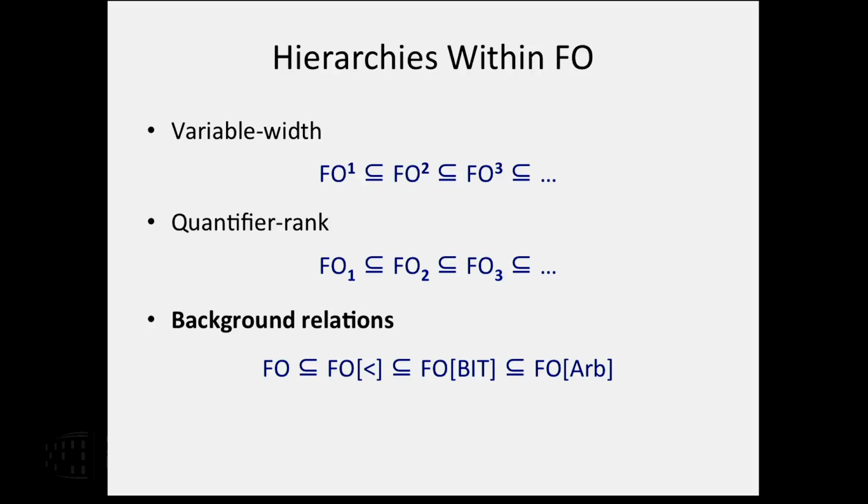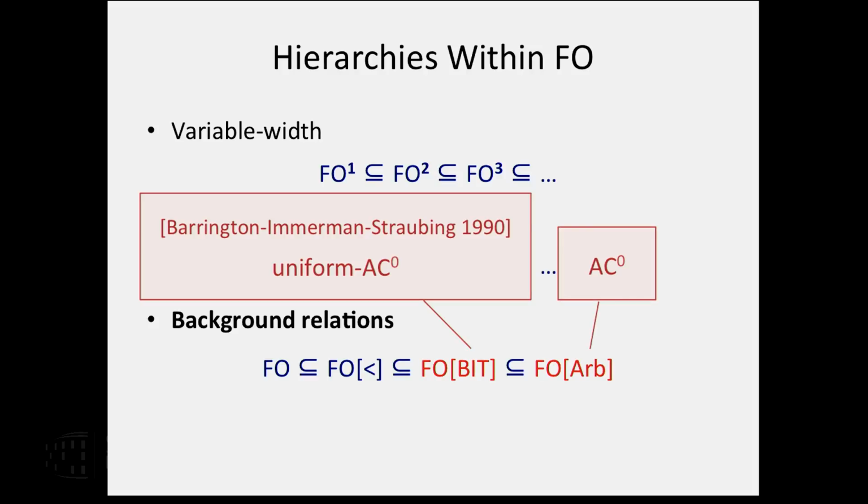So you have vanilla first order logic, and since we're always talking about finite structures with universe 1 to n, you could also consider the setting where you have in the background a linear order or a bit predicate, or even arbitrary relations, which correspond to non-uniform AC0. So this gets to the distinction Neil was hinting at before.